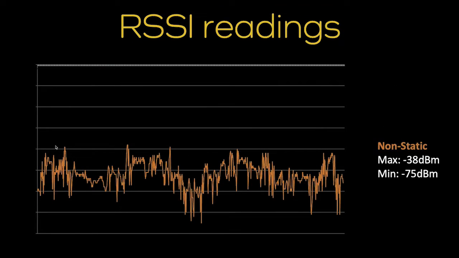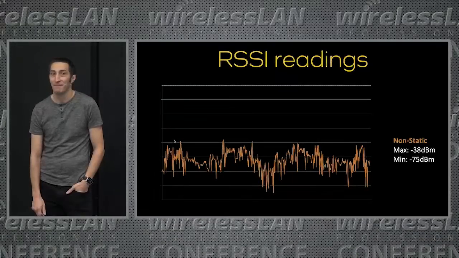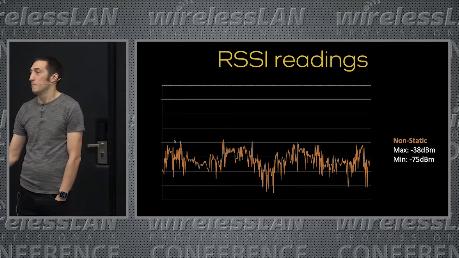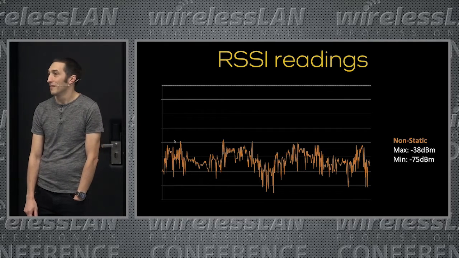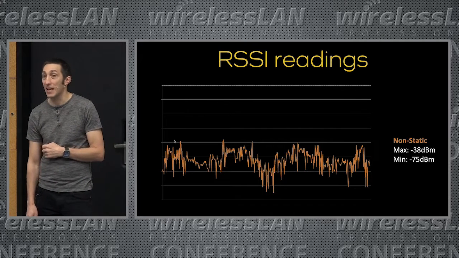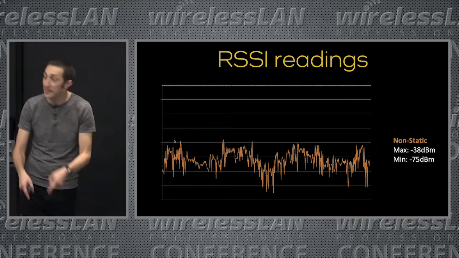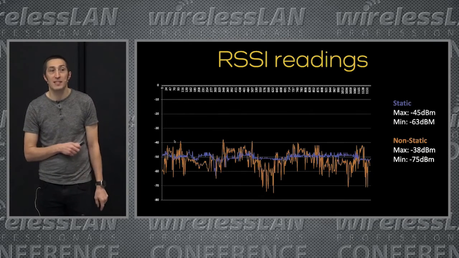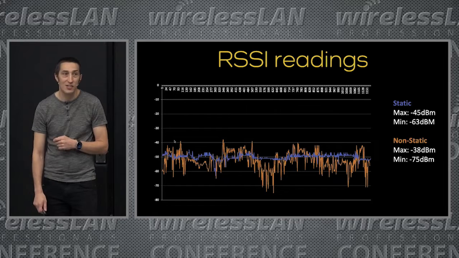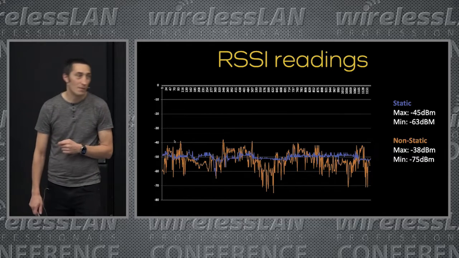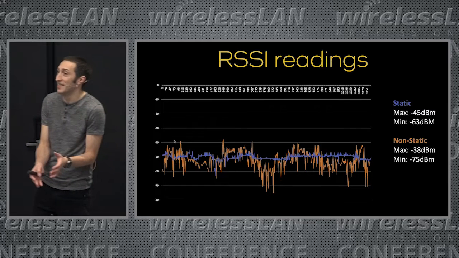And this is what that graph looks like. I managed to get a maximum RSSI of minus 38 dBm with a minimum of minus 75 dBm. You know, it's huge, isn't it? You're talking 30 plus dBm variation. That is a massive deviation in signal strength in the same location. If I compare it to the static, you can really see the difference. The blue line's the static, the orange is the variation in signal strength. But all of these were taken in the same place.